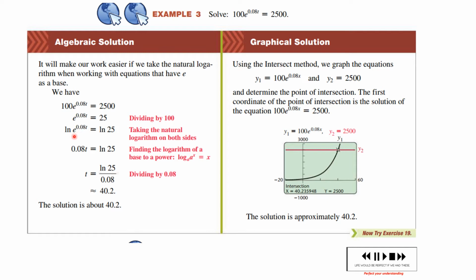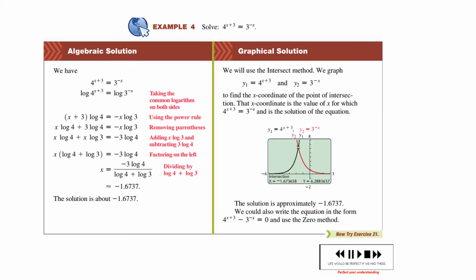Now the natural logarithm of e to some power is just that power because they're inverse functions, so I would have this, and t would be, dividing both sides by 0.08, I get this. Now this is the exact answer to the equation, but if you plug it in a calculator, you'll get approximately 40.2, and it matches. Again, you're invited to perfect your understanding by working on problem 19.